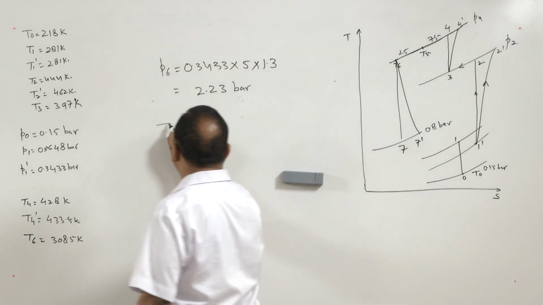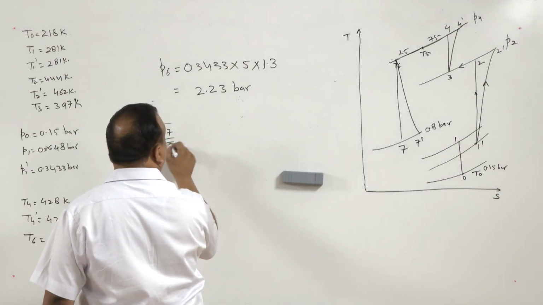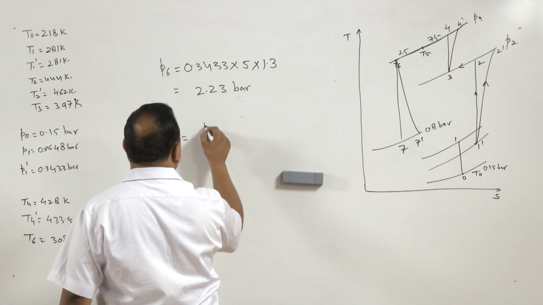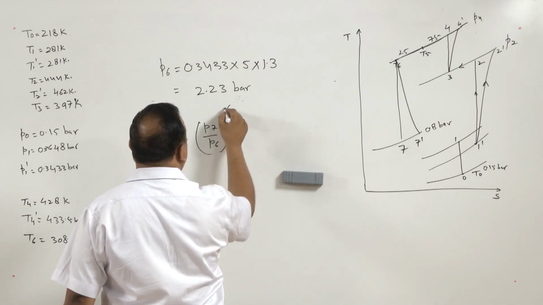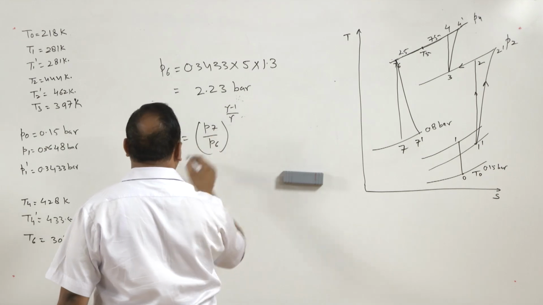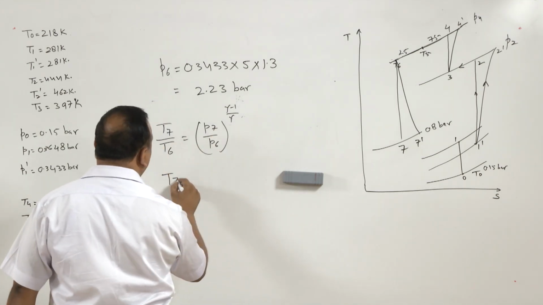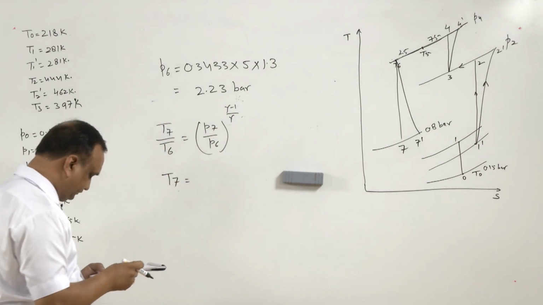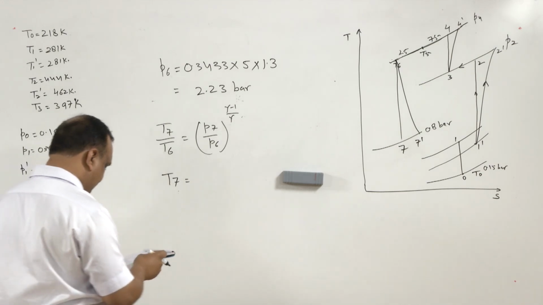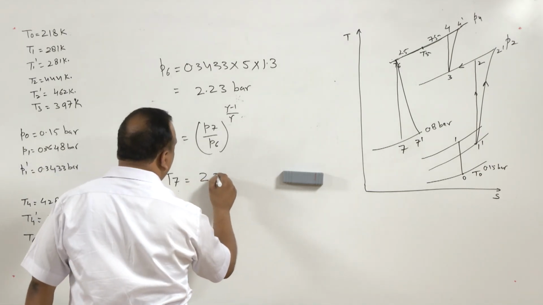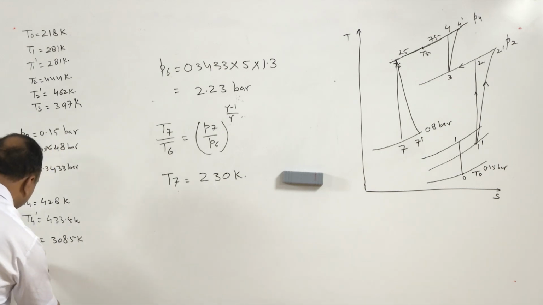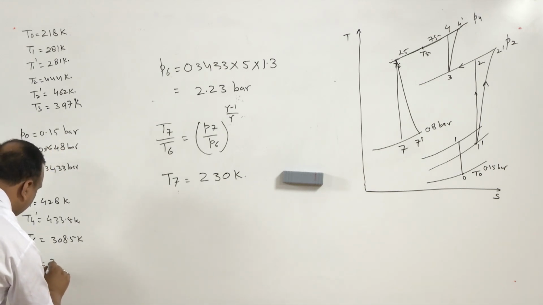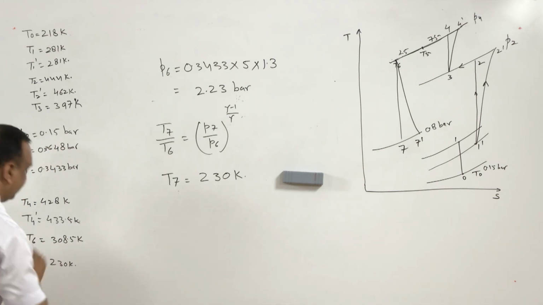So, T7 by T6 is equal to P7 by P6 raised to power gamma minus 1 over gamma, and from here we will get the value of T7 as 230 Kelvin. So, T7 is 230 Kelvin.